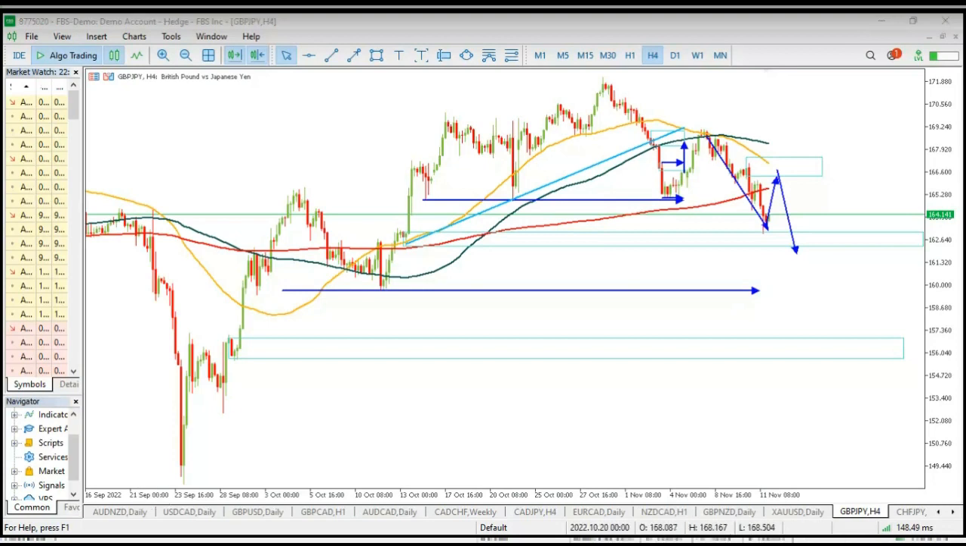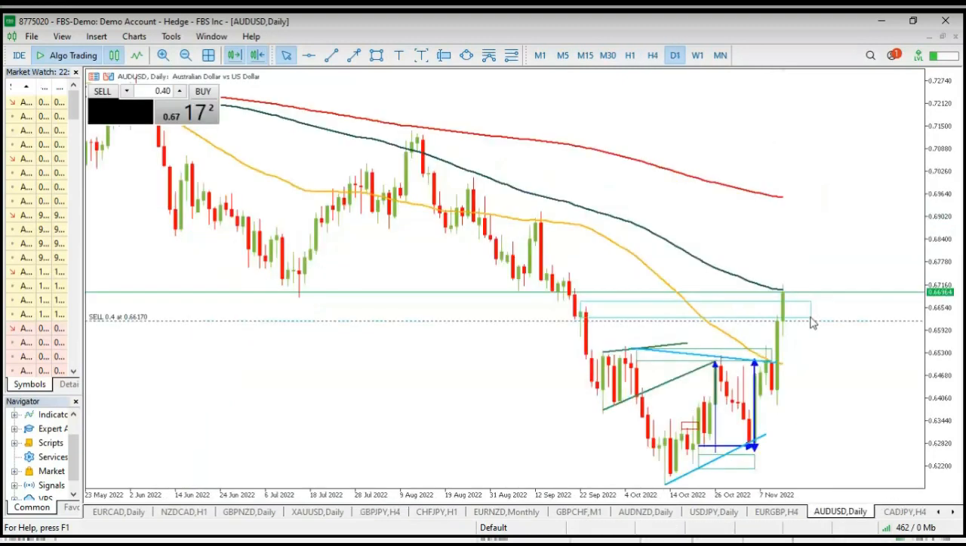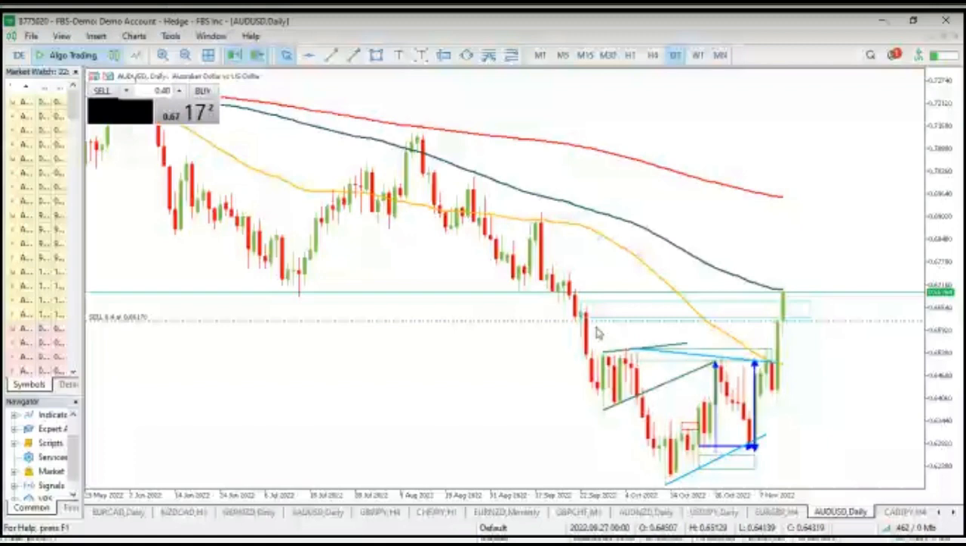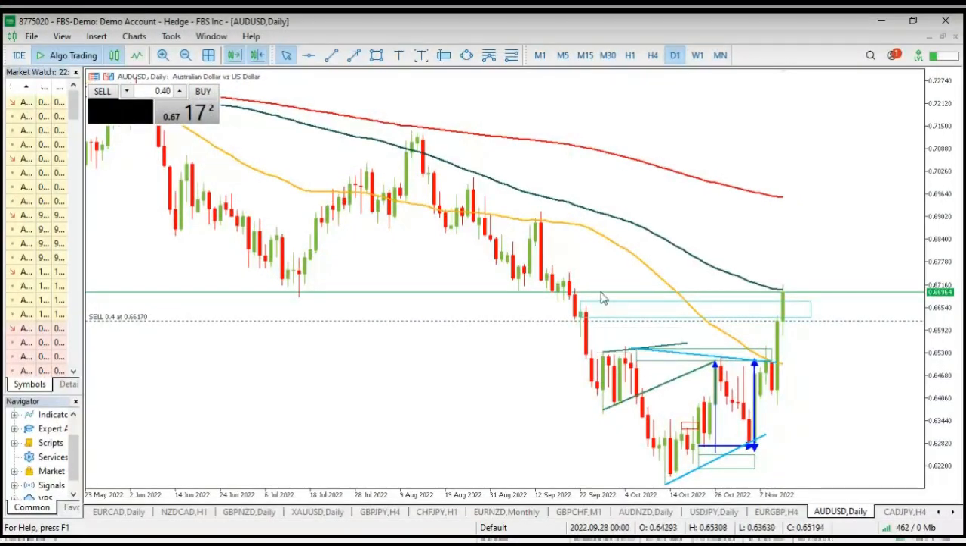You're welcome. AUDJPY, EURAUD, AUDUSD. All right, AUDUSD. This is the daily time frame. You can see I opted into a sell from this other block. Price has shown me Pepe. It's still showing me Pepe right now. But I'm still in the trade because as far as I'm concerned, the overall bias is still bearish.